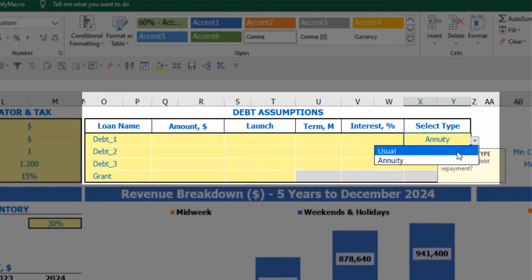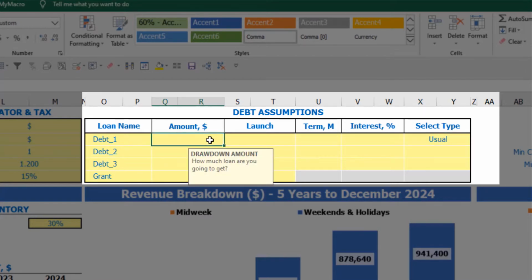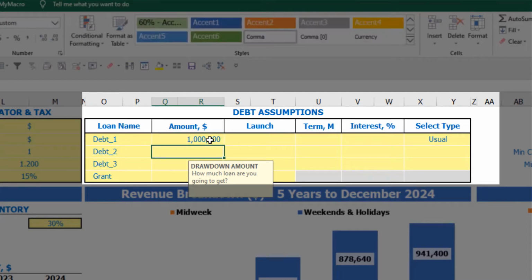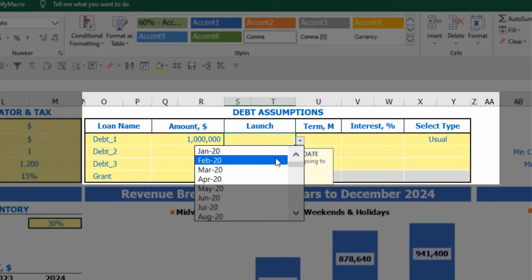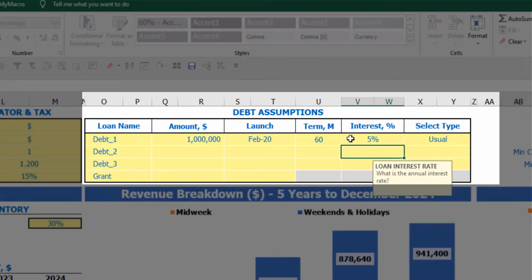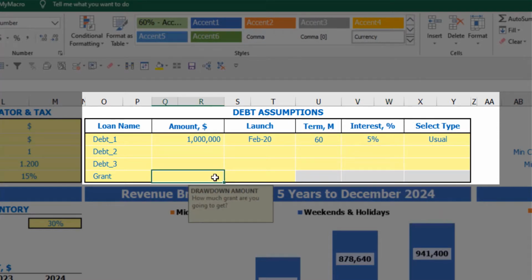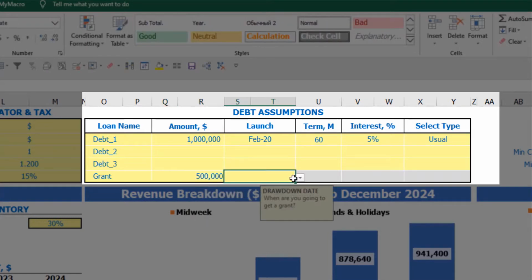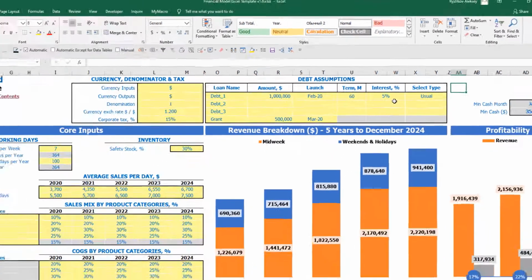In case you select usual, your main debt repayments will be equal parts, and interest will be just interest on the debt's closing balance. Let me give you an example of how it works. You may input an amount of the debt, the launch date, term will be 60 months, and interest can be 5%. You may also input the grant, which is just a simple amount paid in some specific months, and that's it. No repayments, no terms in terms of interest.